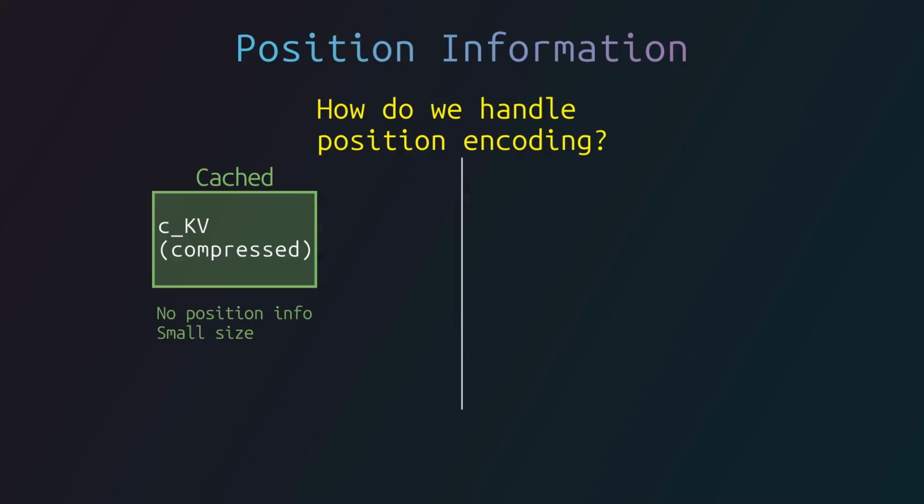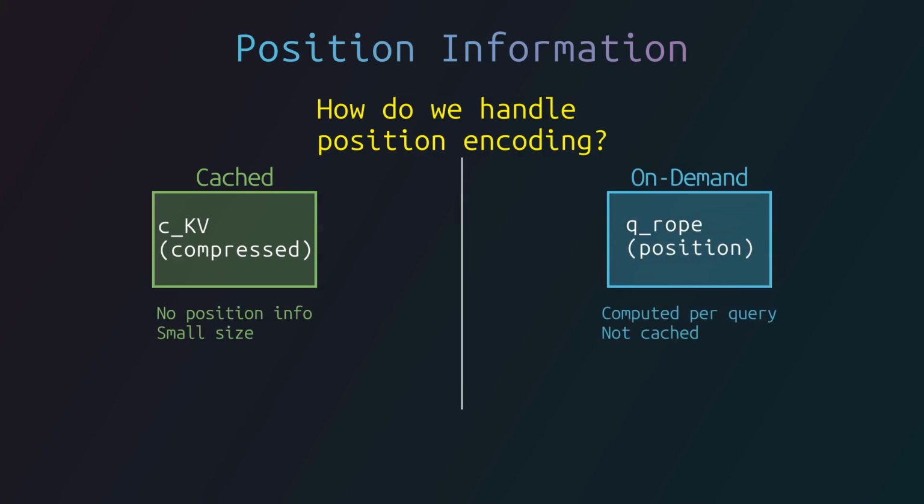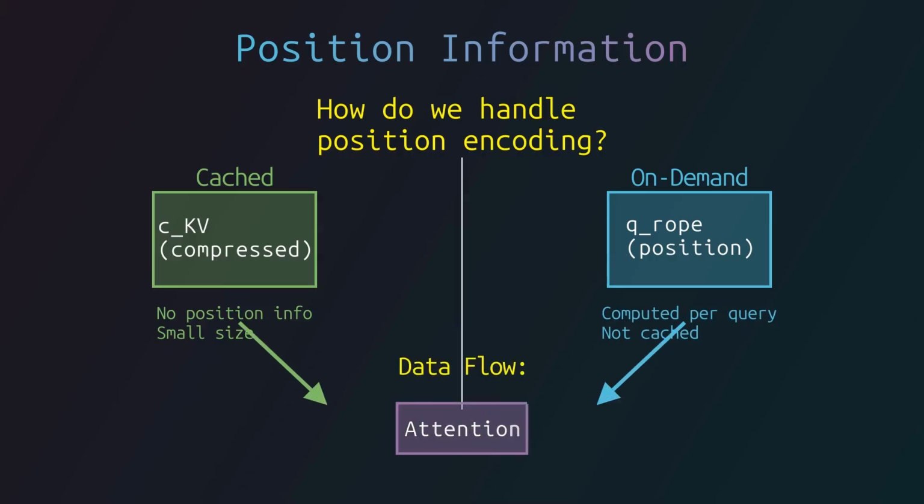On the left side of the divider, you see the cached latent vector, labeled as small and position-free, living comfortably in the cache. On the right side, we compute a position-aware query on the fly, by applying the Rotary position encoding to the query path instead of baking it into the cached values. Both the compressed latent and this position-aware query flow into the final attention block, where we recover full position-sensitive outputs. The separation is the key.